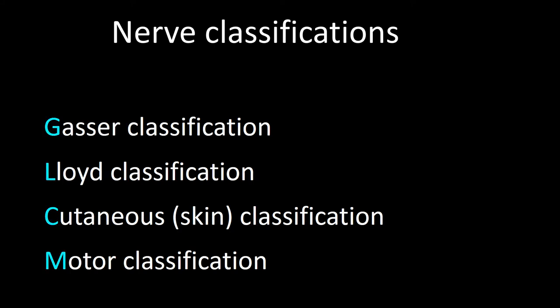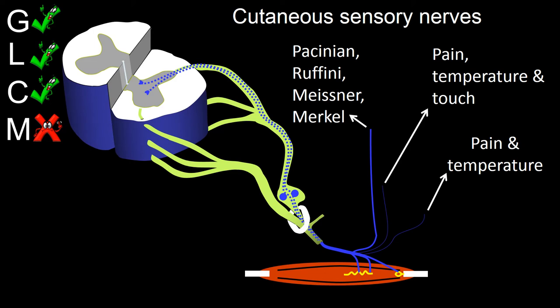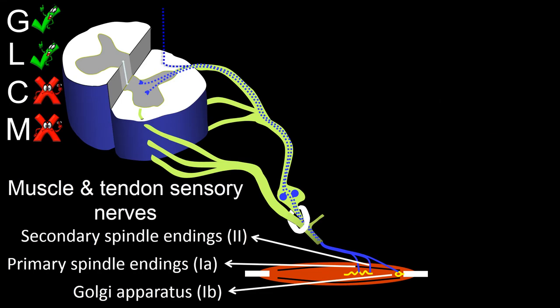In the following frames, I will mention the different nerve types, and I will use the first letter of the classifications that you see in this frame, the ones I have colored aqua, to indicate if the fibers discussed are included in the different classifications. Neurons for several cutaneous organs are in the dorsal ganglia. These nerves are classified in the Gasser, Lloyd, and cutaneous classifications. Sensory fibers from muscle and tendons also have their body in the dorsal ganglia. They are classified in the Gasser and in the Lloyd classifications.